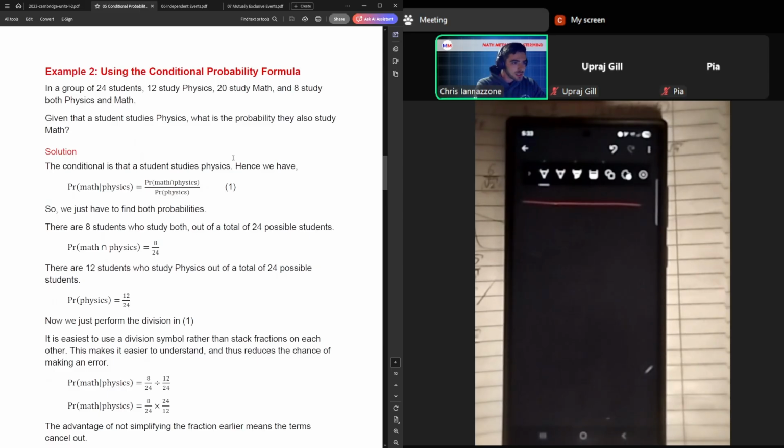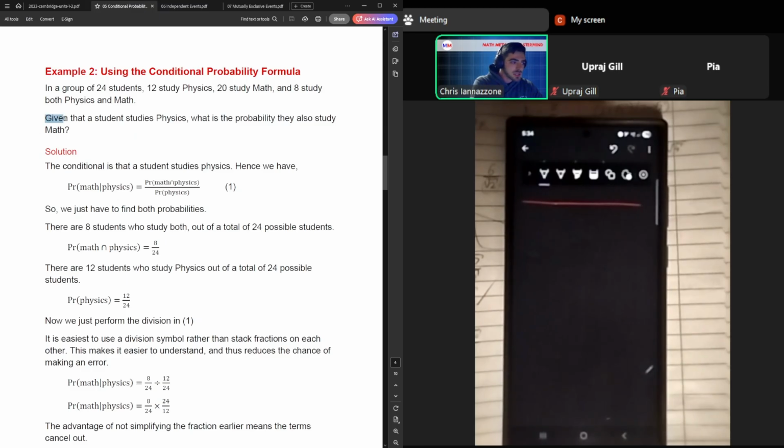There's another example here on using the actual conditional probability formula itself. So you don't always have to create a Venn diagram, although in a fair few circumstances it's probably still a bit more effective. This is just another method by which you could solve it. So in this case, we have a group of 24 students and we're told the relative proportions of who studies what, math, physics, or both. The question being asked of us is, given that a student studies physics, what is the probability that they also study math?